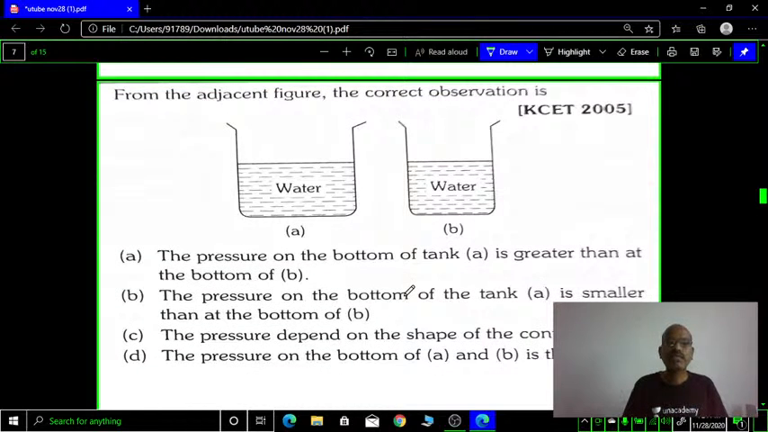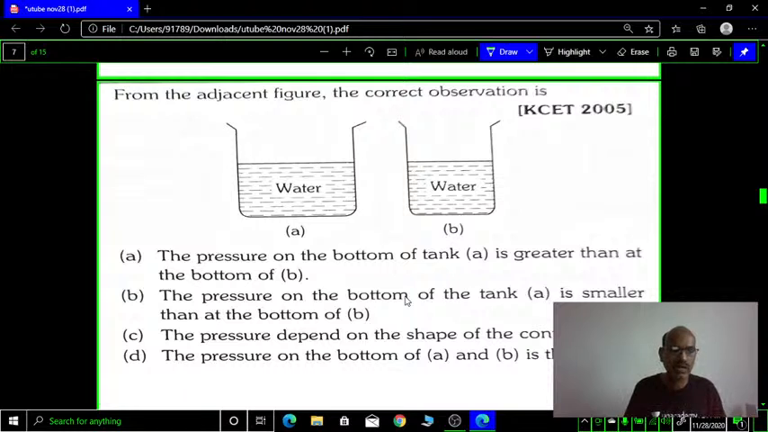See here, from the adjacent figure, which observation is correct? You see the size of the vessel and the water level. The pressure on the bottom of tank A is greater than at B. The pressure on the bottom of tank A is similar to the bottom of B. The pressure depends on the shape of the container. The pressure on the bottom of A and B is the same.